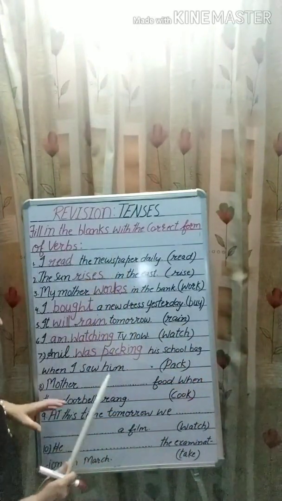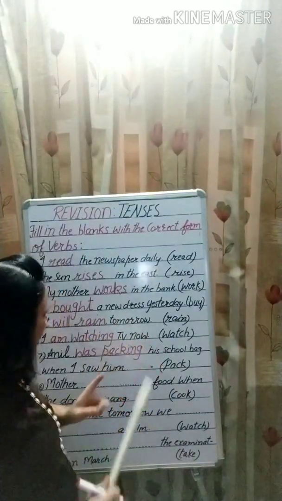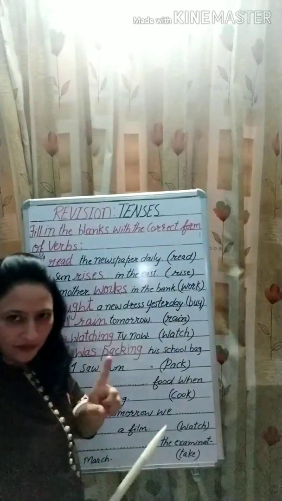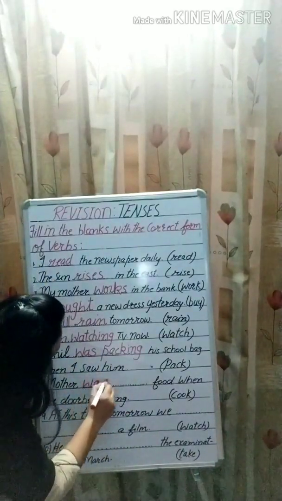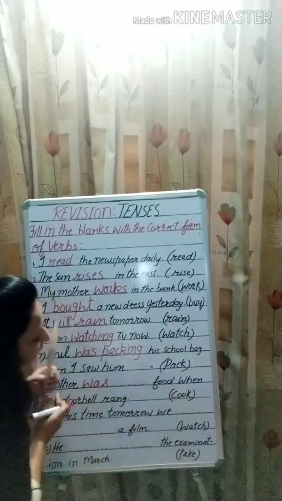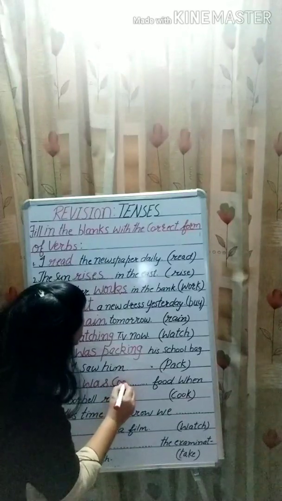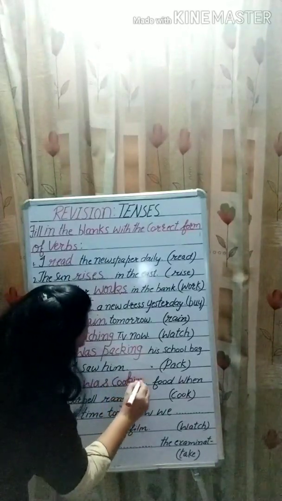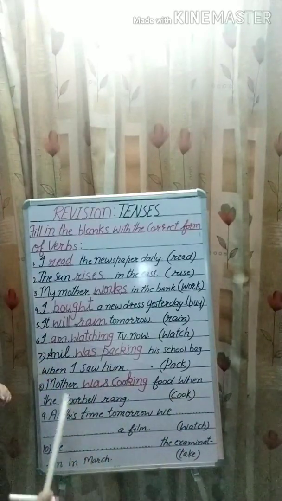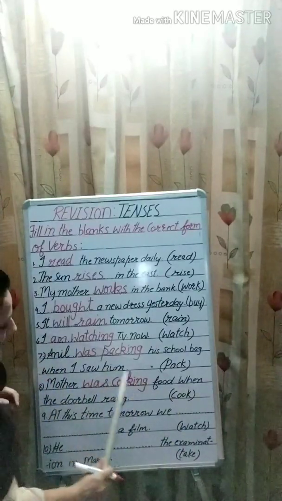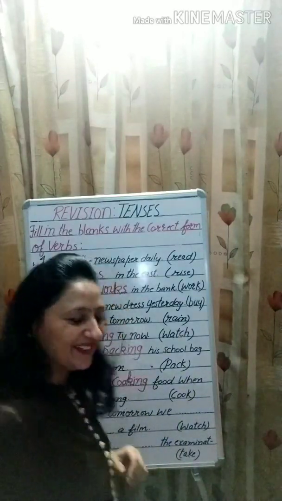So again, I am going to use was or were and ing form of verb. So subject is mother, that is singular. So I use first was, I was. Now we have verb cook, and to make it ing form of verb, I will add ing at the end of this verb. Now the verb is cooking. So now let us read this sentence. Mother was cooking food when the doorbell rang. I hope it is clear to you.